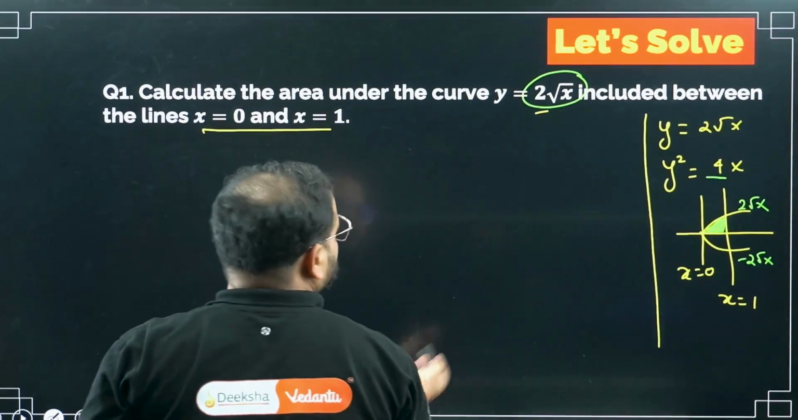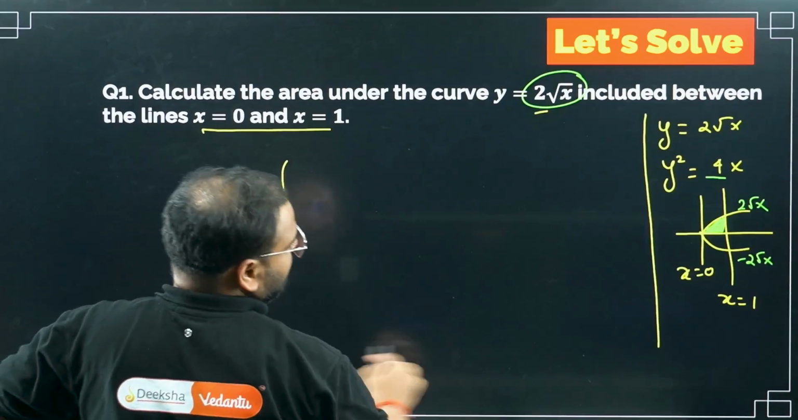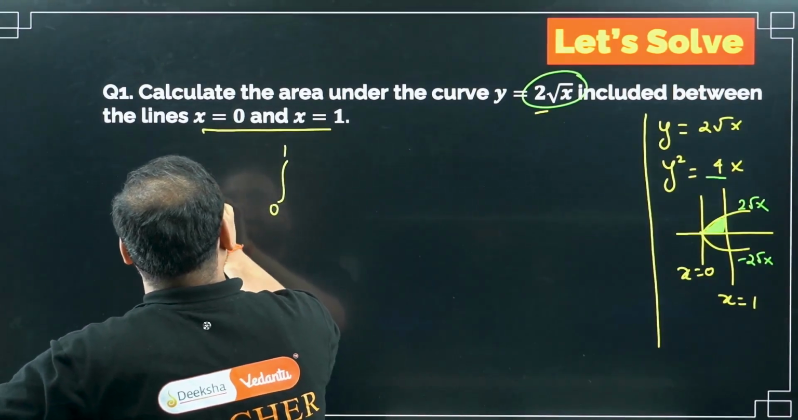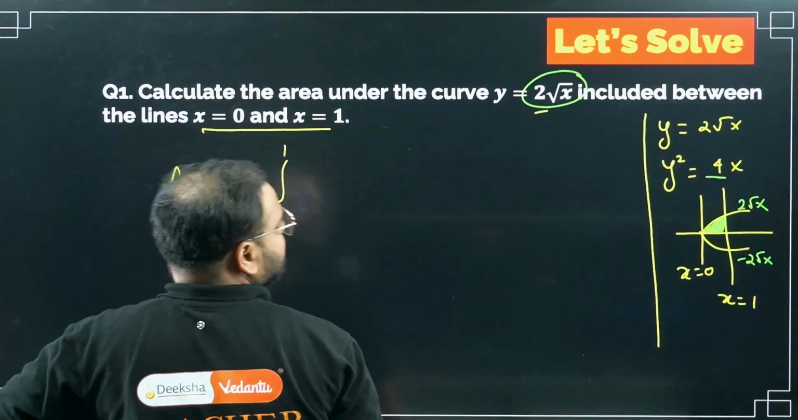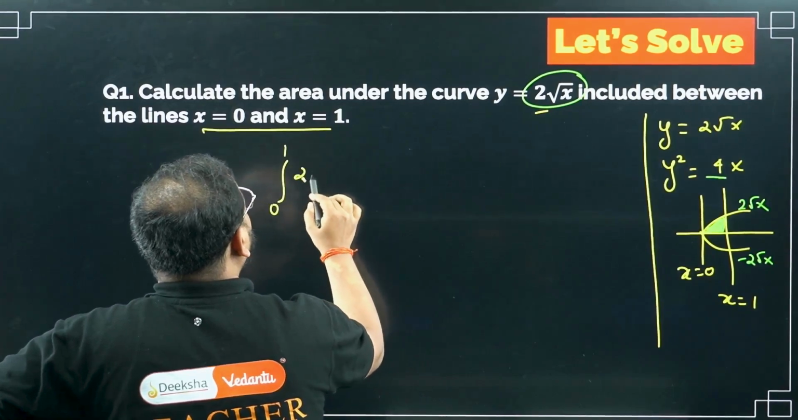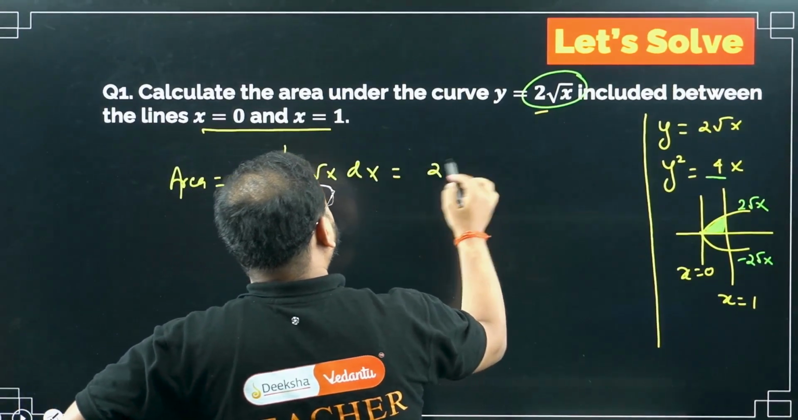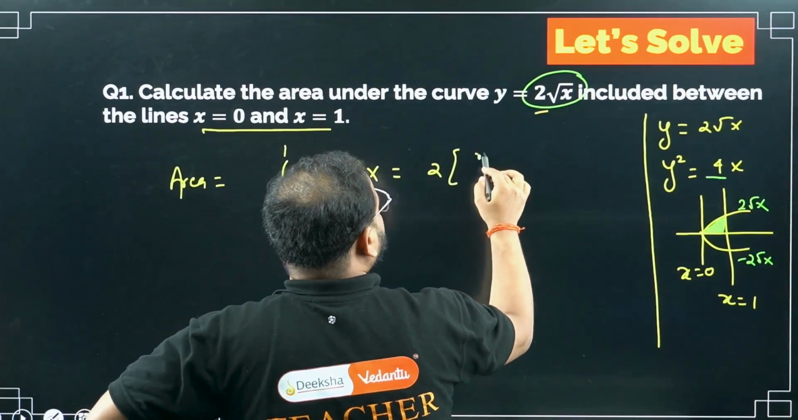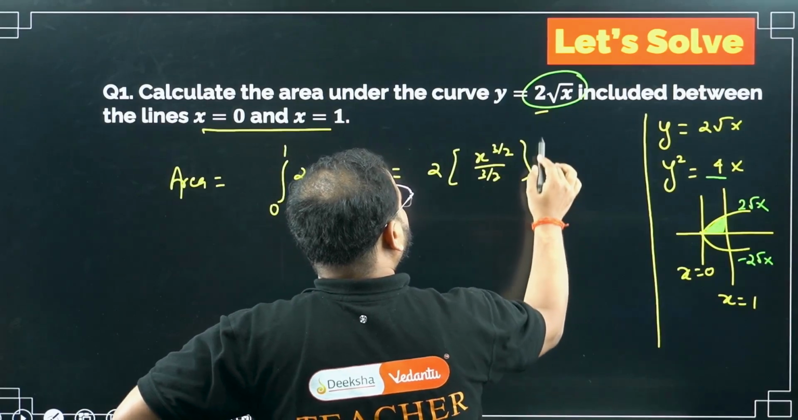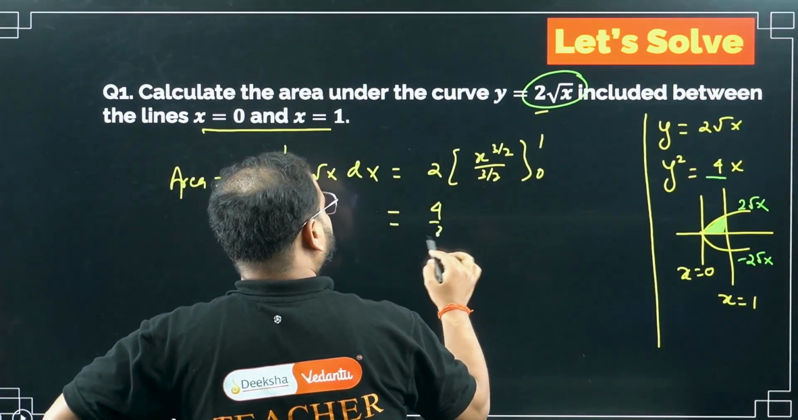We'll see how I'm going to do this. You know this. 0 to 1 integration. This is my area. From where to where? 0 to 1. For which function? 2 root x, dx. Take 2 outside. Integrate root x. You're going to get x power 3 by 2 upon 3 by 2, from 0 to 1. The 2 will come up and it will become 4 by 3. Check here.